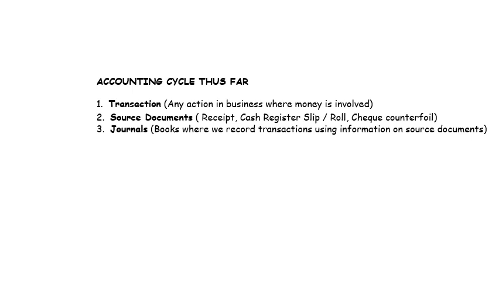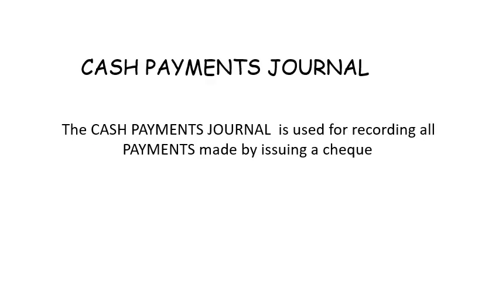We now have to look at the journals, and journals are books where we record the transactions using the information that was on the source document. The first journal we're going to do is the cash payments journal. This journal is used for all payments, as the name tells you. It is for all the payments that we made by issuing a check.